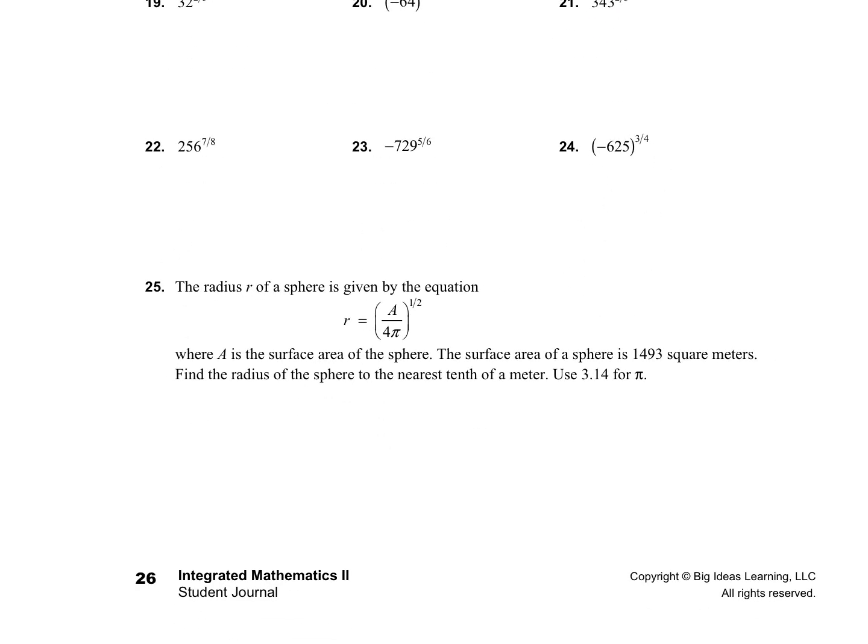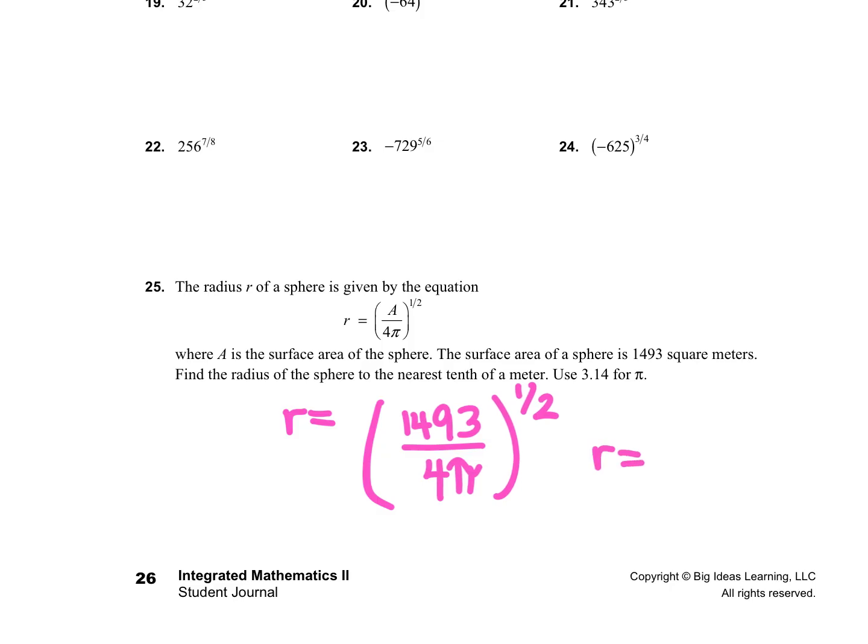This is the radius of a sphere equation where A is the surface area. They're telling us the surface area is 1493, and they want me to find the radius. So I'm going to plug it in my calculator just like that, and I'm going to use that fraction key. I'm using the fraction key, guys. It makes it so much easier. So we get a radius of about 10.9 meters. It does say to round it to the nearest tenth.